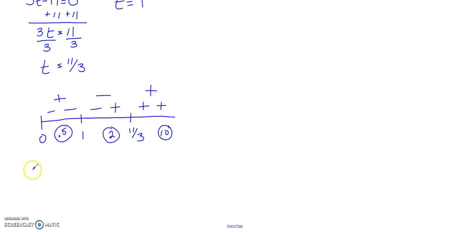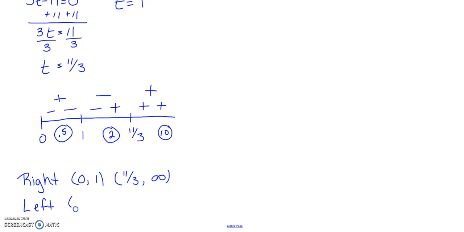So, which way am I moving? When is the particle moving to the right? That's going to be whenever we have positive answers. So we're moving to the right from 0 to 1 and from 11 thirds to infinity. And we're moving left when we have a negative answer, so we're moving left from 1 to 11 thirds.